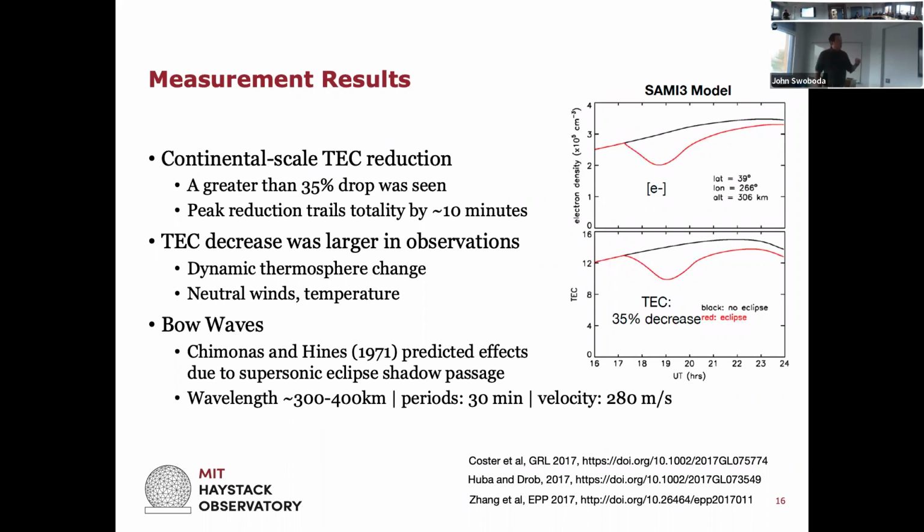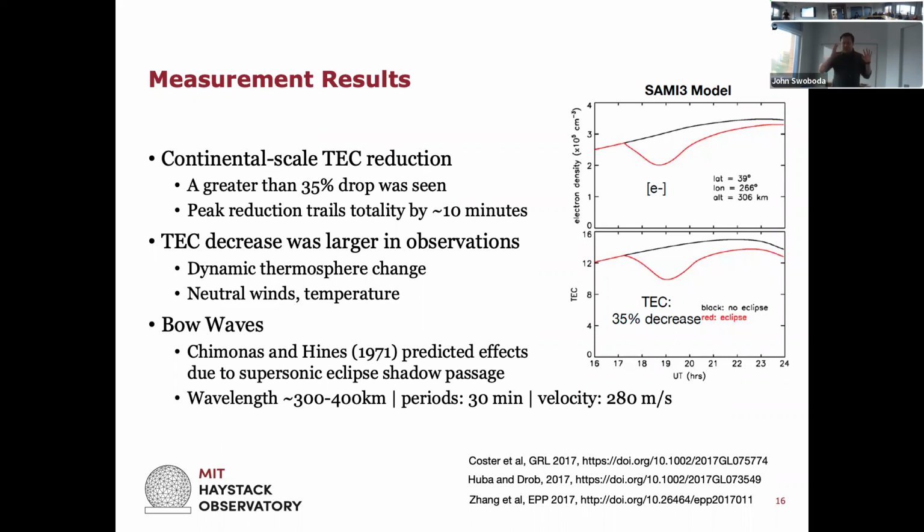If you go to these papers, Coster et al. 2017 mainly talks about the comparison of the models versus the TEC. Huba talks about the 73 model that they've done, the ionosphere model. And then Shangrong Zhang's paper talks about the bow wave shock. Now, the bow wave shock was actually predicted in 1971 in a paper. So we actually confirmed that bow wave shock phenomenon happening with this TEC data. So it was very interesting.